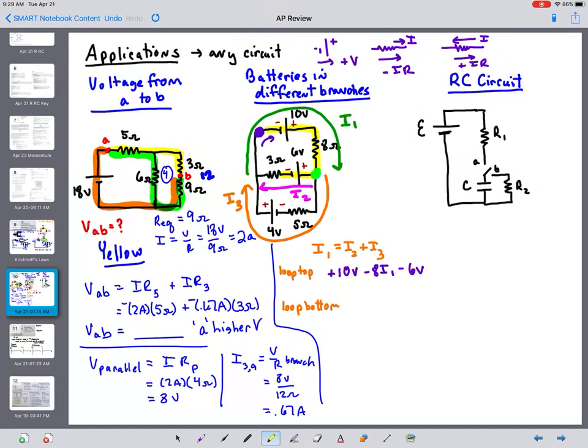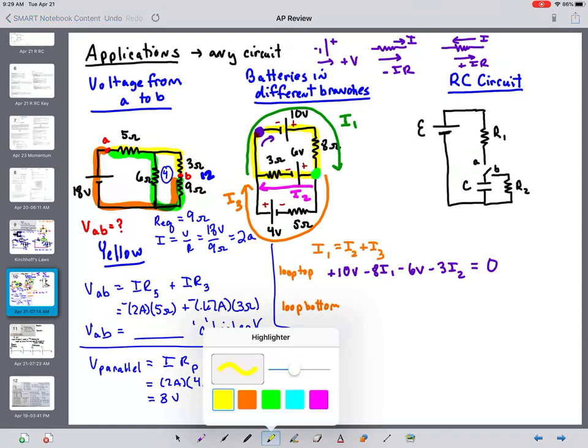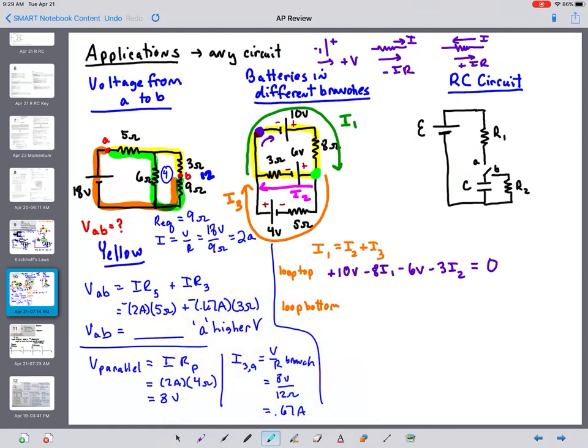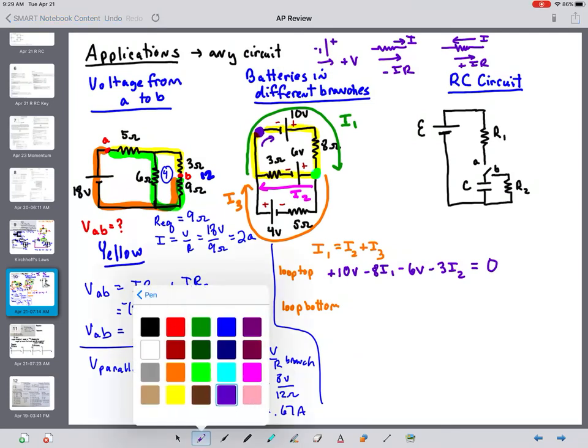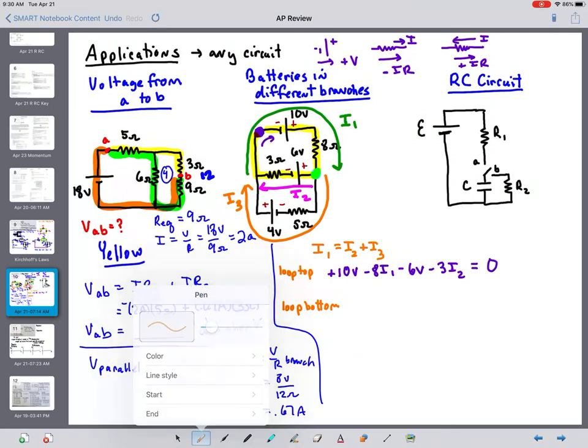Then I keep moving, and I run into the 3 ohm resistor. I am moving in the direction of I2, so then that would be a decrease of 3I2. And then I continue to move, and I run into nothing else. So then my total there of all of those is equal to 0. Then I move to the bottom loop. That's a good color. When I move to the bottom loop, I'm going to start somewhere.